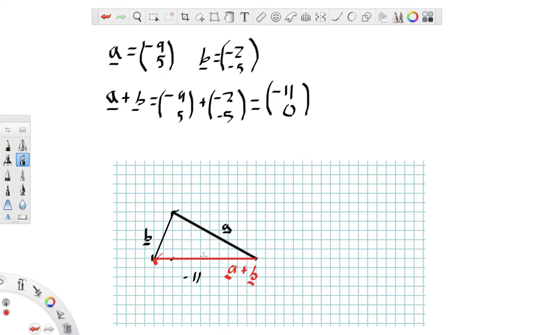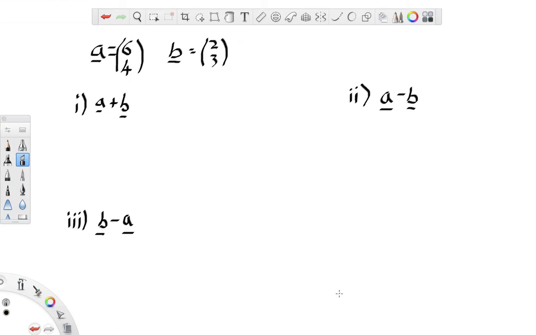So what we're going to do now is have a look at some more additions, and also some subtraction of vectors. But we're not going to draw those geometrically. That's the end of drawing vectors geometrically. This part of the video is just going to focus on adding and subtracting vectors algebraically, so we're not drawing any diagrams here. So we've got the vector A, which is 6, 4, and the vector B, which is 2, 3, and then we've got these 3 questions to work out.